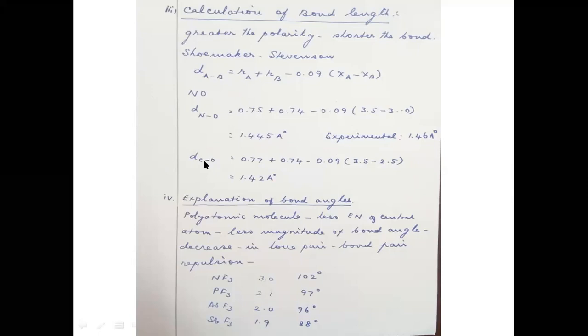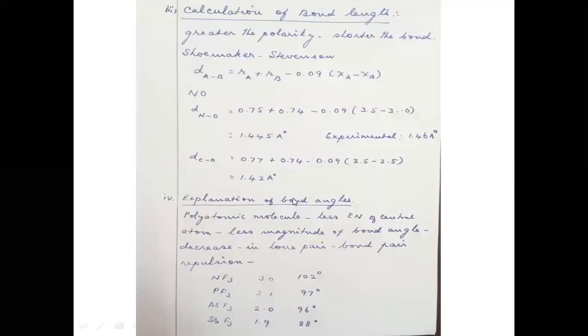Similarly, the bond length can be calculated for carbon and oxygen: 0.77, the atomic radius of carbon, and 0.74, the atomic radius of oxygen, minus 0.09 into 3.5 minus 2.5. So 1.42 is the distance.